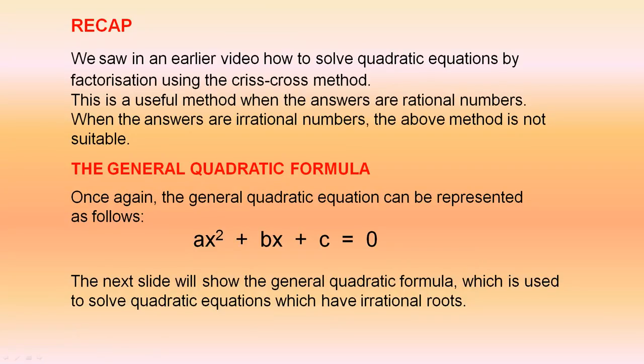A recap. We saw in an earlier video how to solve quadratic equations by factorization using the crisscross method. This is a useful method when the answers are rational numbers. When the answers are irrational numbers, the above method is not suitable. The general quadratic formula. Once again, the general quadratic equation can be represented as follows: ax squared plus bx plus c equals 0. The next slide will show the general quadratic formula, which is used to solve quadratic equations which have irrational roots.